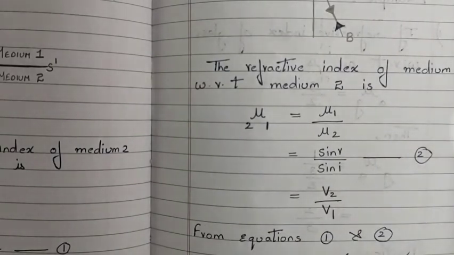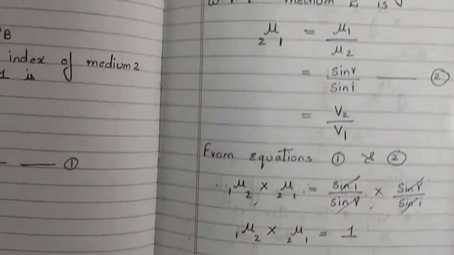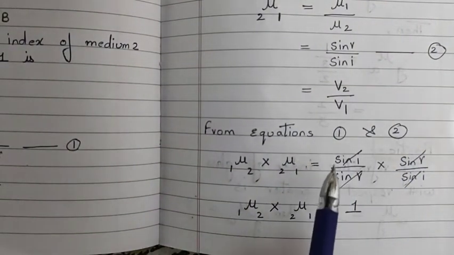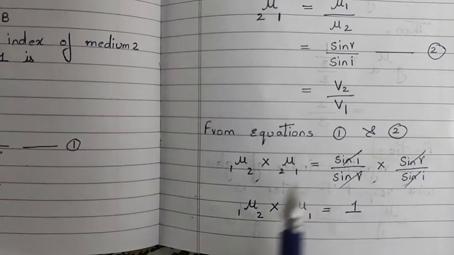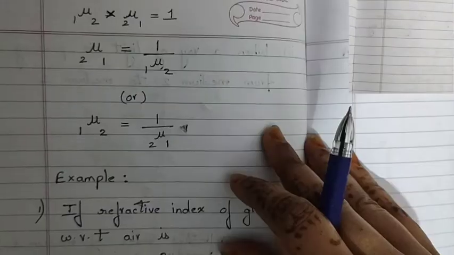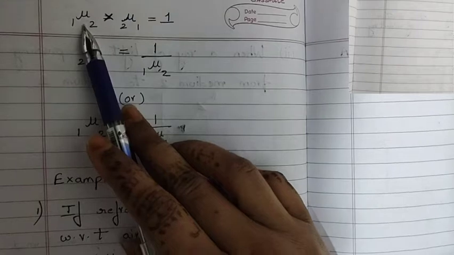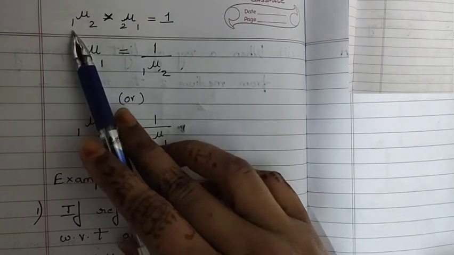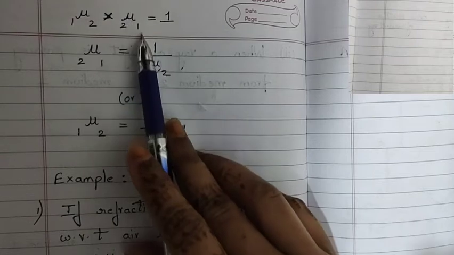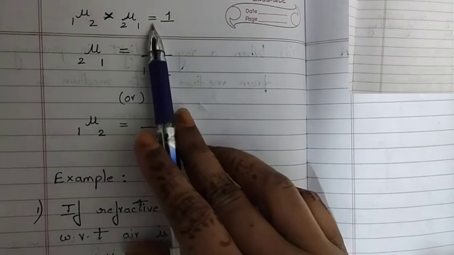Now from both equations 1 and 2, when we equate, what happens? Obviously these angles get cancelled and you remain with 1 on the right side. So you get mu12 into mu21 is equal to 1. From this we'll try to get two different equations. This is the one we got: refractive index of medium 2 with respect to medium 1 into refractive index of medium 1 with respect to medium 2 is equal to 1.